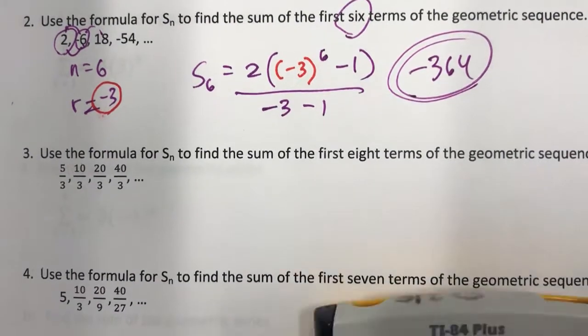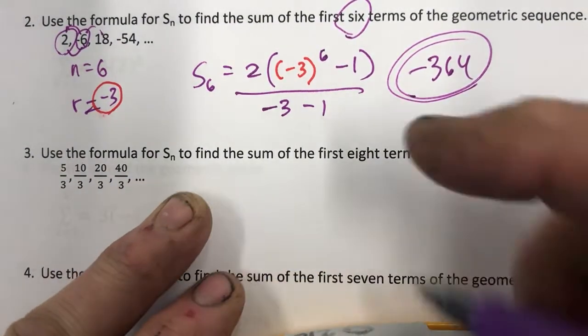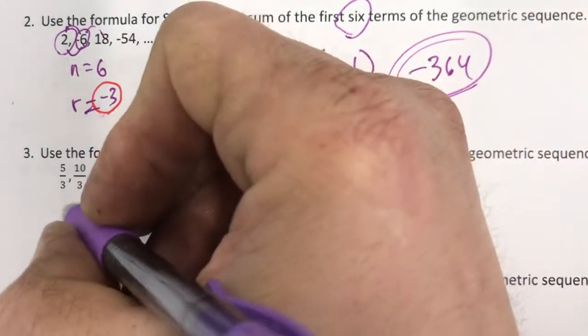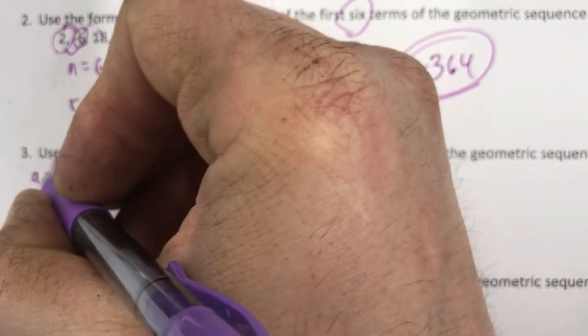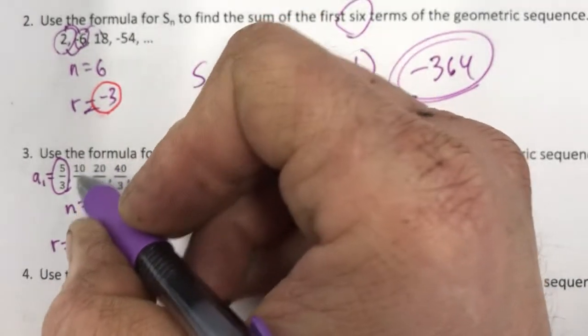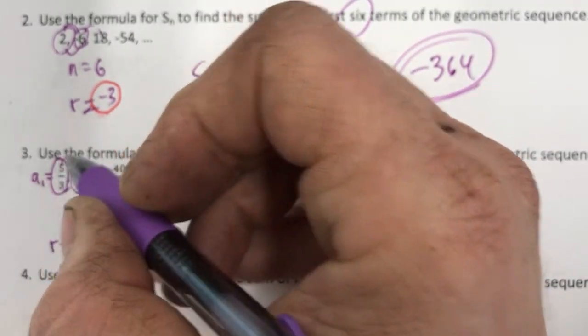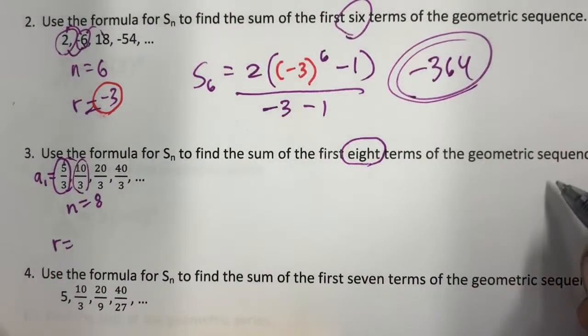Okay. Use the formula for S n to find the first 8 terms. So n is 8 this time. Here's my first term right there. That's A sub 1. And my R, if I do 10/3 divided by 5/3. Oh, it's right over here. 10/3 divided by 5/3.